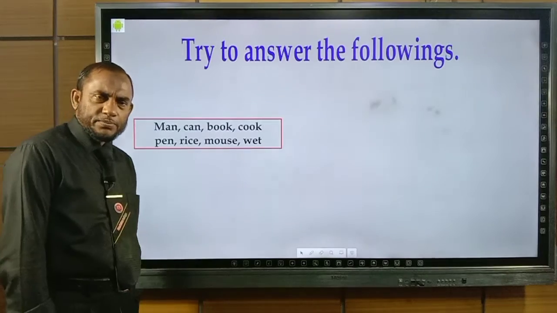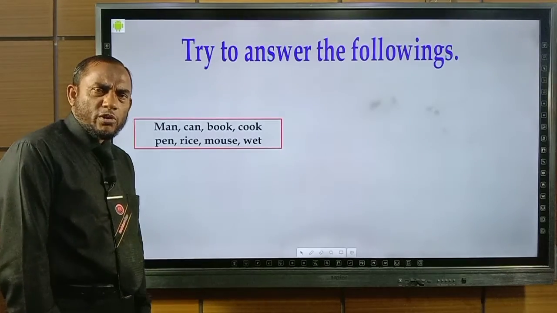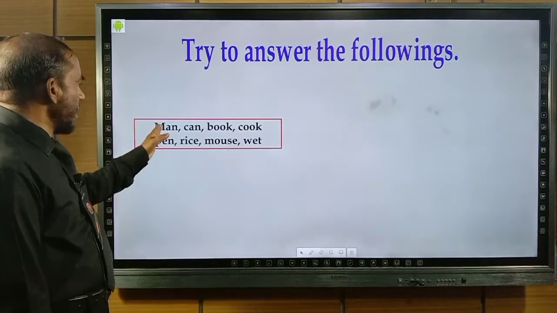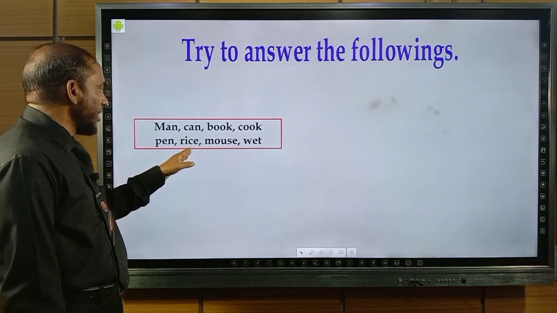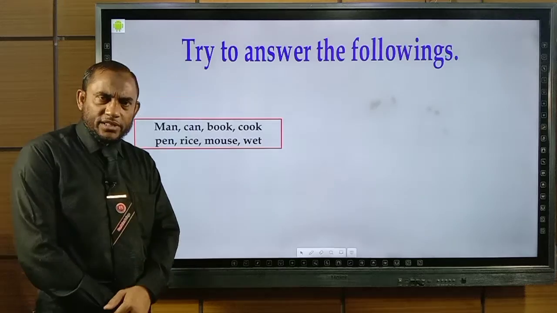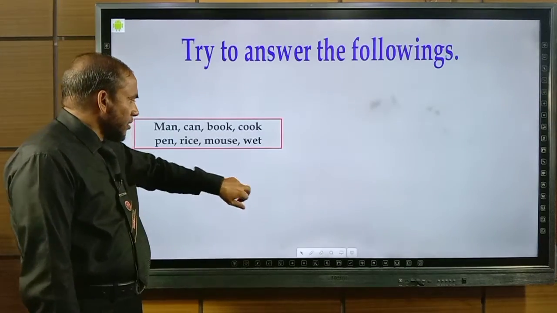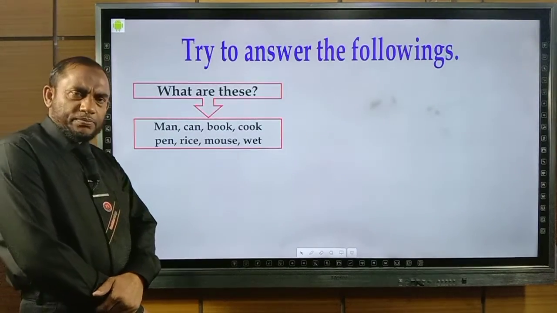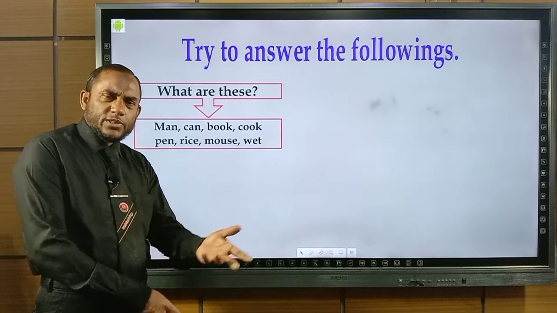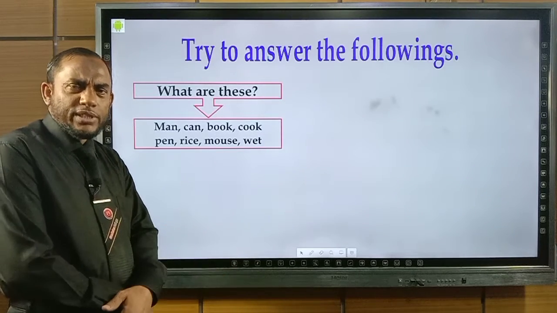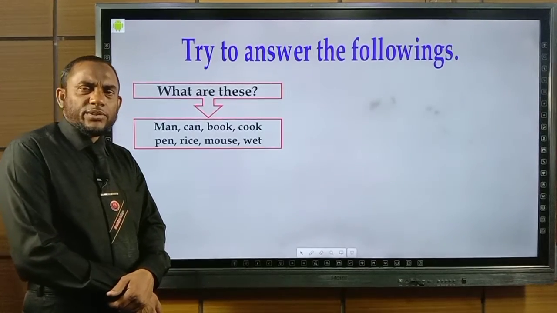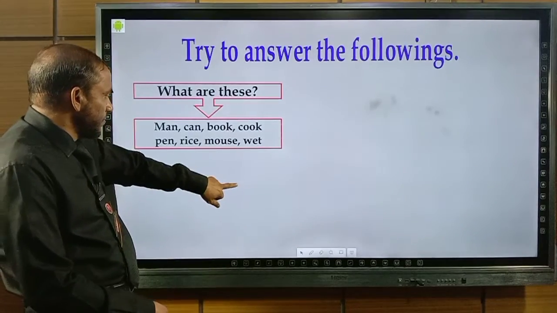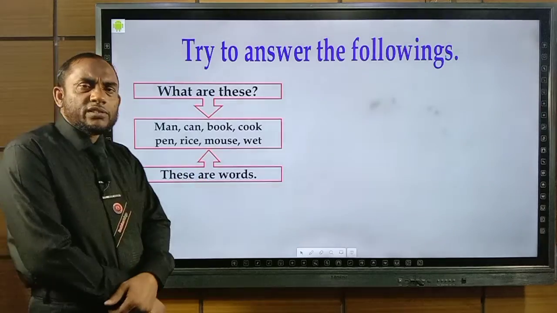What is this? You can see here a box. Man, can, book, cook, pen, rice, mouse, wait. What are these? Dear students, this is very easy for you to answer, and your answer may be: these are words.